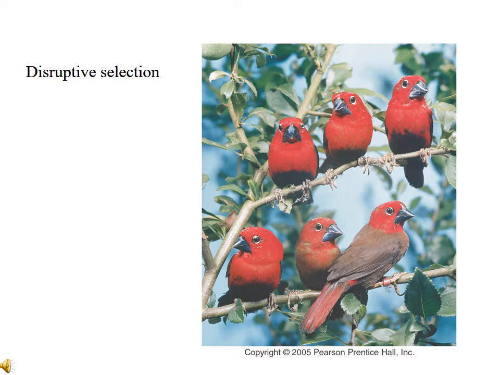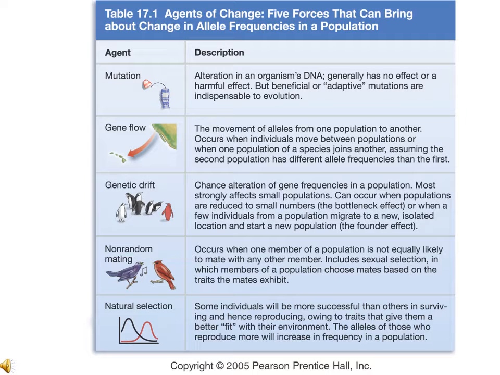And disruptive selection is shown by the top group of birds here have wide beaks, the bottom have narrow beaks, and they both seem to get along quite well in their particular environment. So this particular slide basically summarizes the different forces that drive microevolution, from mutations to gene flow, genetic drift, non-random mating, and natural selection. And I won't read the slide to you, but it's a very, very good summary for you.